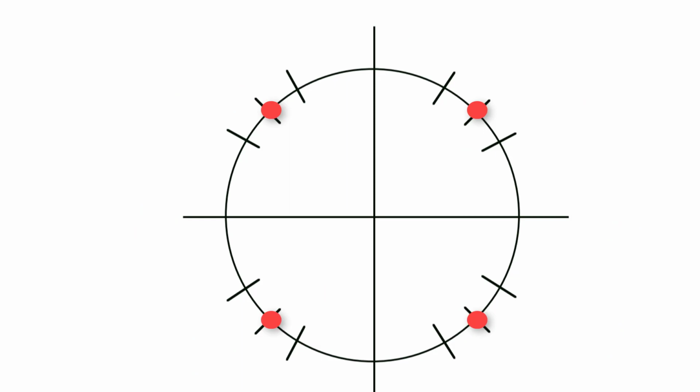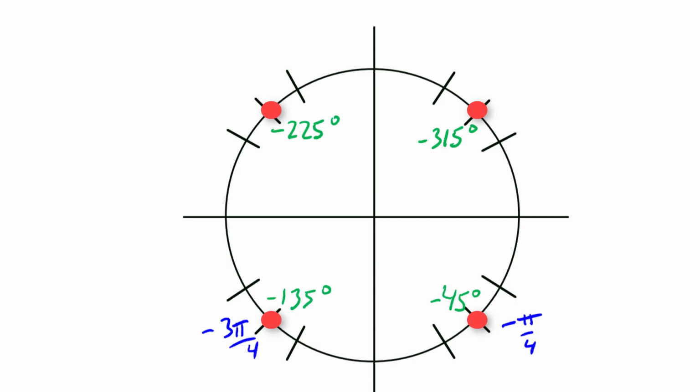And as before, we can also go in the negative direction. Negative 45 degrees, negative 135 degrees, negative 225 degrees in quadrant 2, and negative 315 degrees in quadrant 1. And similarly, we have the radian measures, negative pi over 4, negative 3pi over 4, just in the opposite direction of the positive, of course. Negative 5pi over 4 in quadrant 2, and negative 7pi over 4 in quadrant 1.